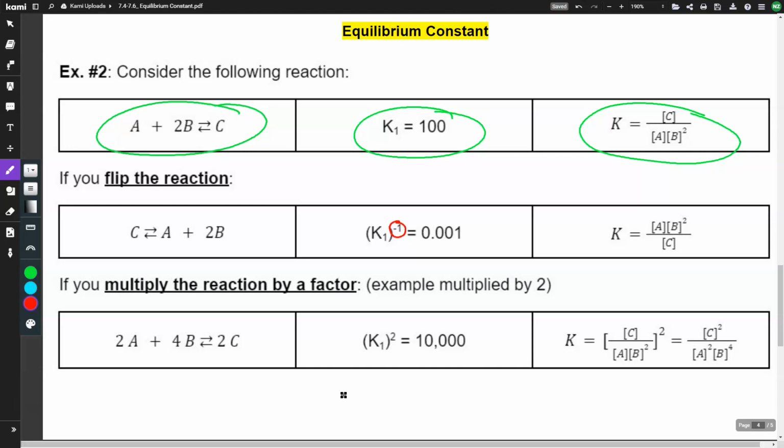Okay, raise it to a power of -1. And if we flip the reaction, we are going to flip our setup for our equilibrium expression here. Okay, we're going to go ahead and flip it. So the denominator becomes the numerator, and the numerator becomes the denominator. If we multiply the reaction by a factor, so in this example, by a factor of 2. So we did 2 times our A, which became 2A. We did 2 times the 2B, which became 4B. 2 times C became 2C. So we distributed that 2 all the way through. We're going to raise our equilibrium constant to a power of 2.